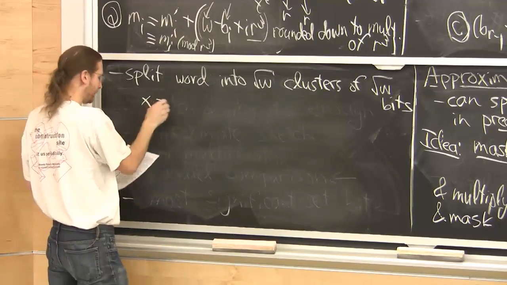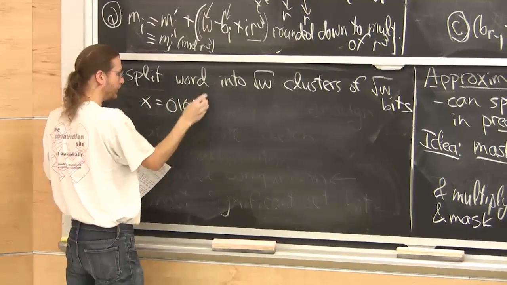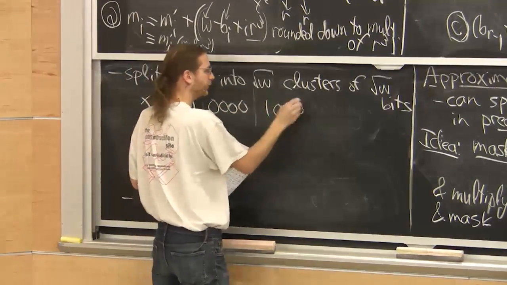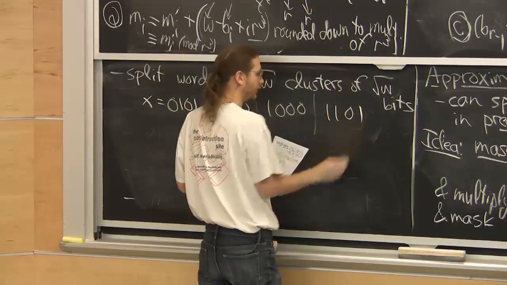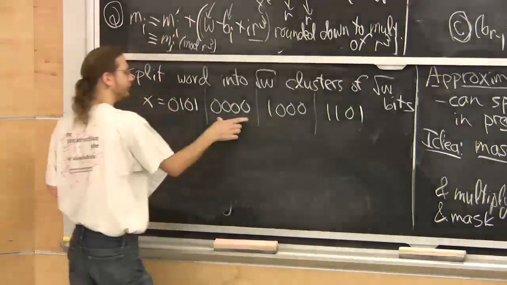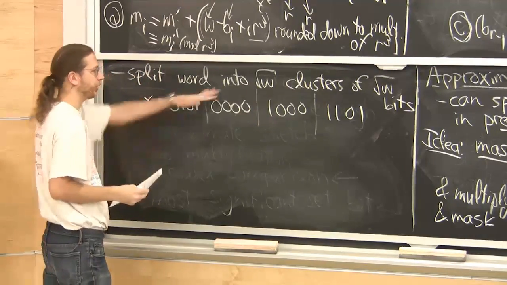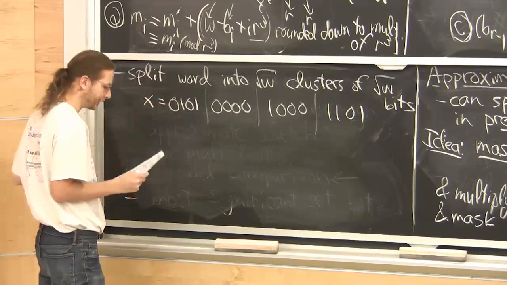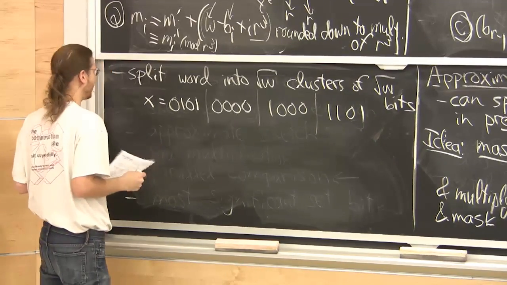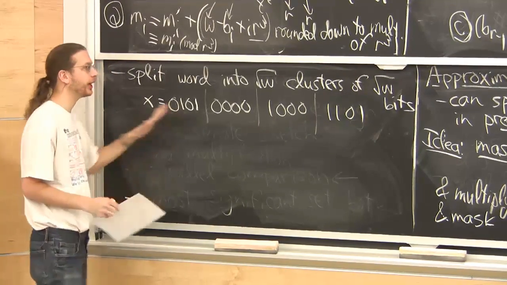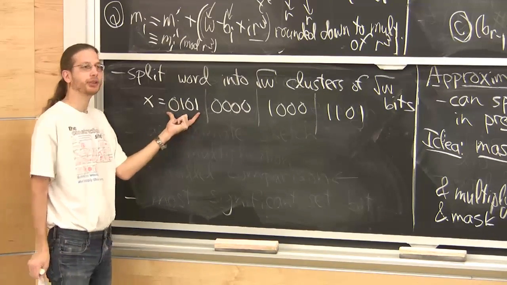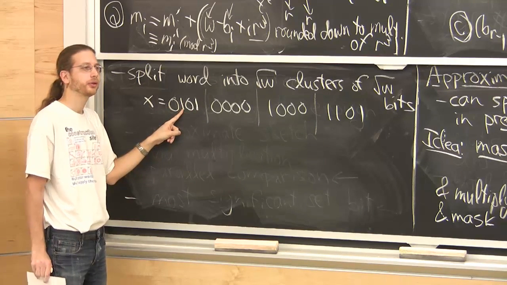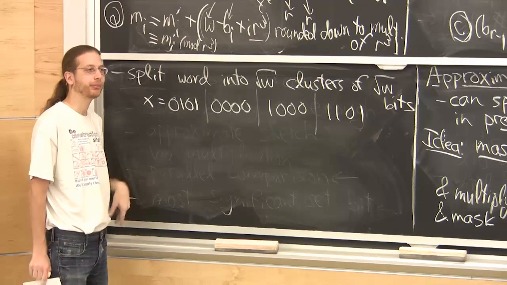So here's an example. X is 0, 1, 0, 1, 0, 0, 0, 0, 1, 0, 0, 0, 1, 1, 0, 1. Okay, so each of these is root W bits. There's root W of them. We'll assume X is a nice power of 2, so that works cleanly. So the high-level idea is, I need to find the first non-empty cluster. Here it happens to be the first cluster. And then I need to find the first 1 bit within the cluster.